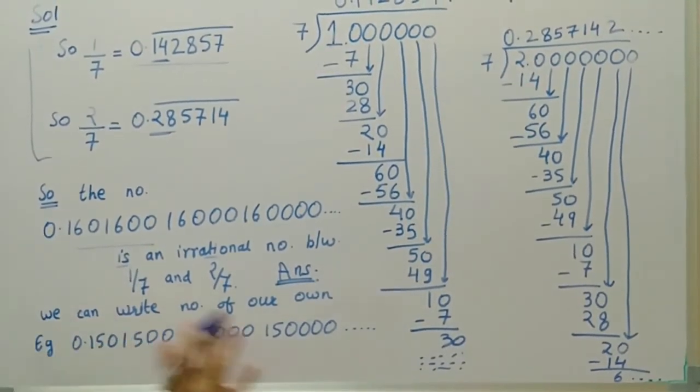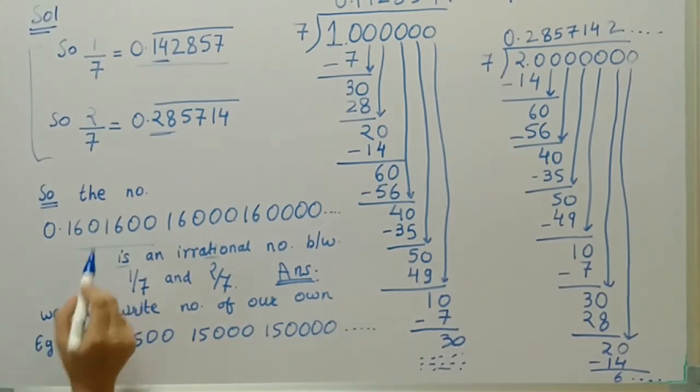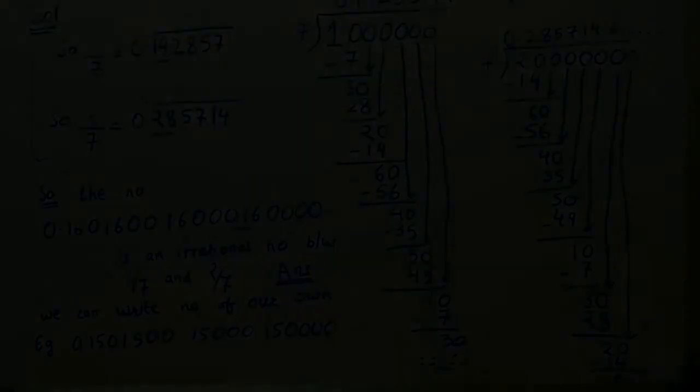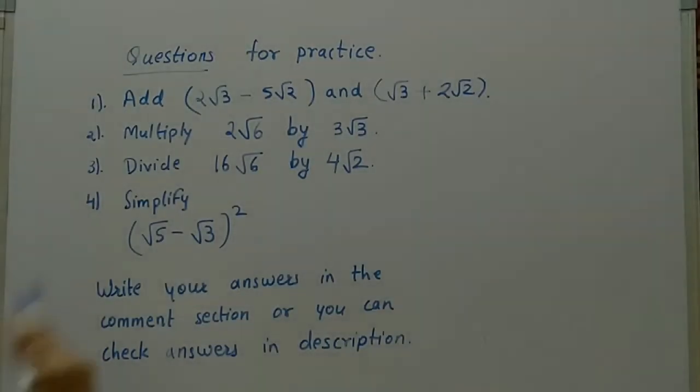There are infinitely many irrational numbers between any two numbers. So we can also write number like this: 0.150, 1500, 15000, 1500000. So this will also be an irrational number which lie between 1 by 7 and 2 by 7. So as we have to find only one number, so we will write this number and this will be our answer. Now questions for practice.